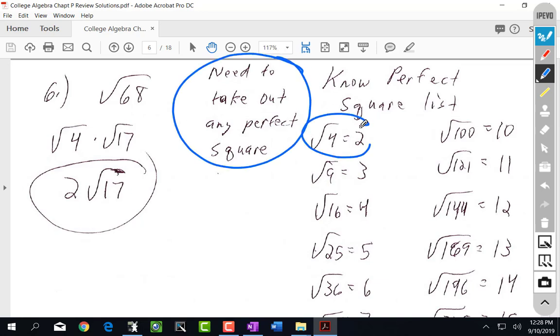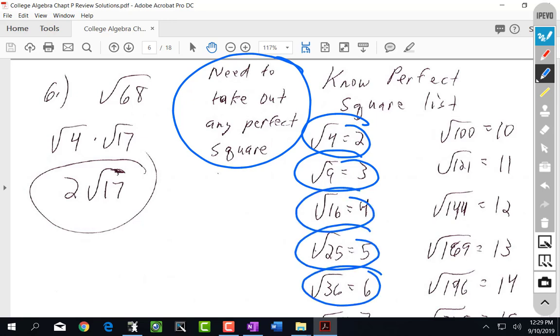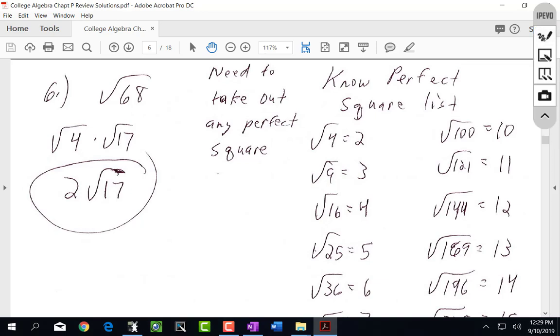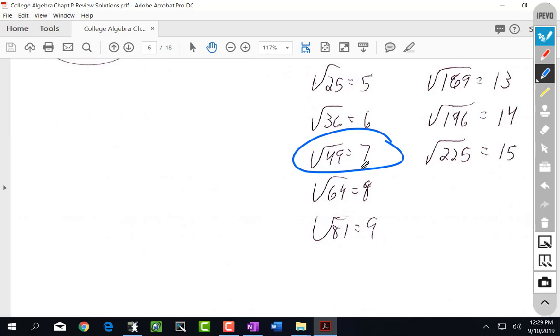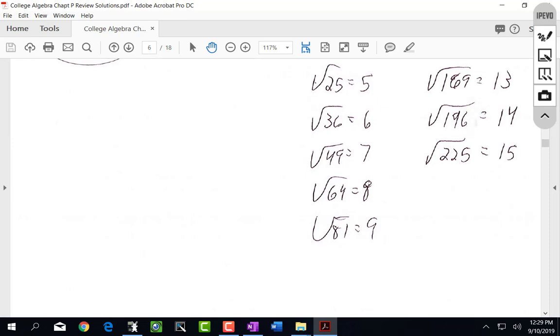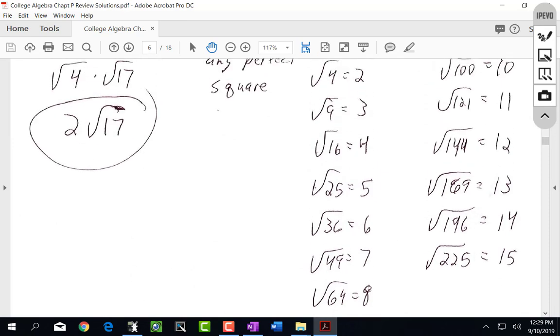You've got the square root of 4 is 2, square root of 9 is 3, square root of 16 is 4, square root of 25 is 5, square root of 36 is 6, so on and so forth. So make sure you familiarize yourself with all those perfect squares. Square root of 49 is 7, 64 is 8, square root of 81 is 9. And you want to familiarize yourself with at least the first 15. And so that's why I've written this down.